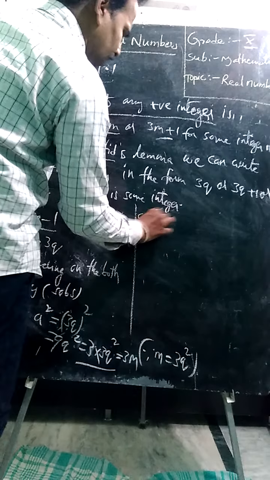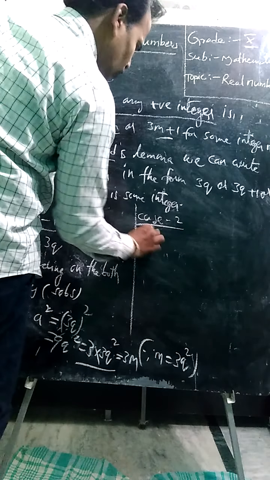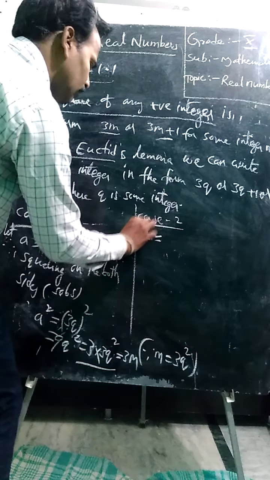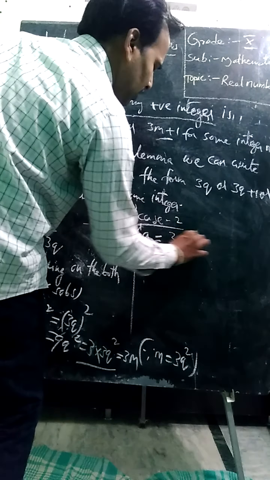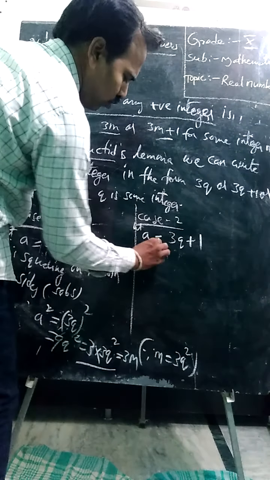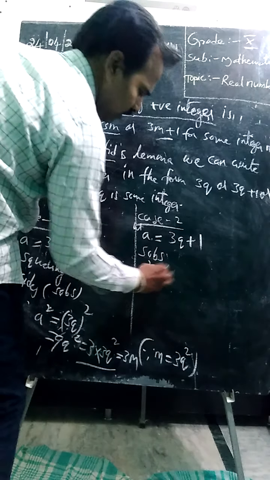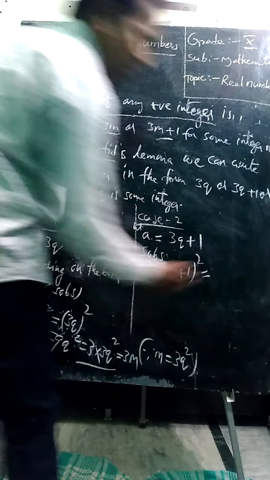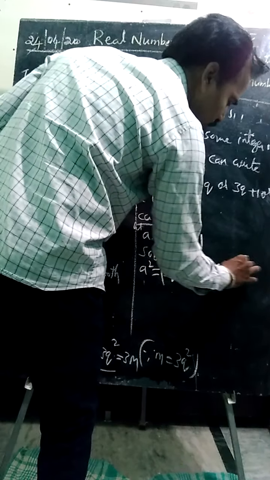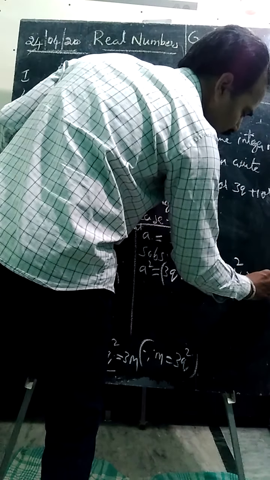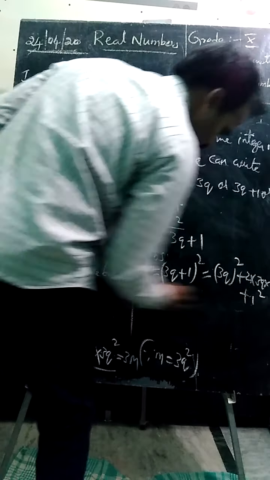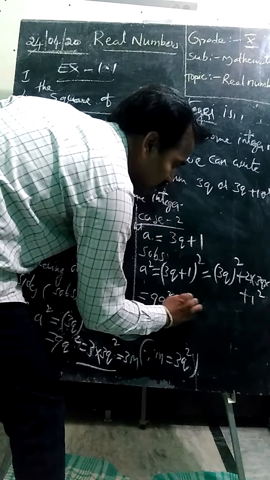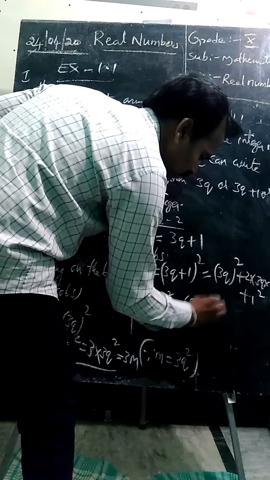Let us take case 2. In case 2, let us take a equals 3q plus 1. SOBS, squaring on both sides, a square equals 3q plus 1 whole square. What is the a plus b whole square form? a square plus 2ab plus b square. That is equal to 9q square plus 6q plus 1.